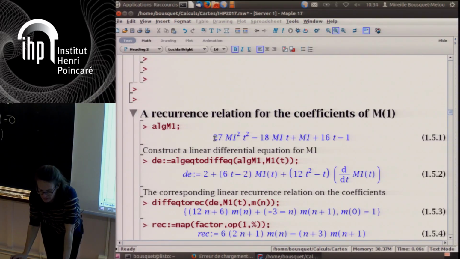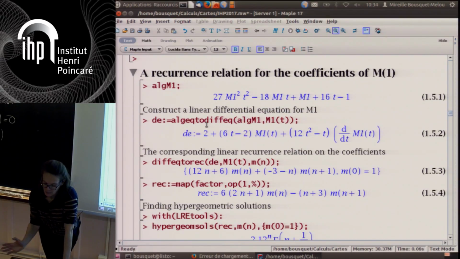So now we have the algebraic equation. Here it is. So now, if we want the coefficients, we can convert it into a differential equation. And this is no longer guessing. This is really computing. So this is rigorous. Okay? So if M1 satisfies this, it also satisfies this differential equation. And from this, you compute a corresponding recurrence relation, which is, of course, the one we had guessed.